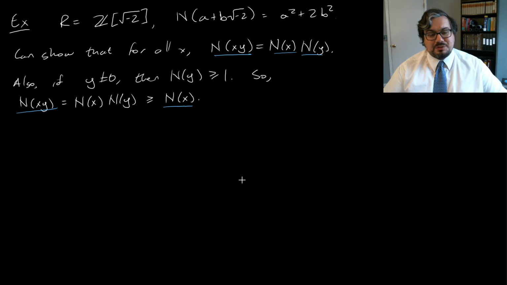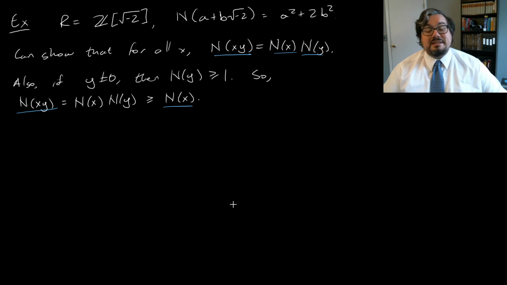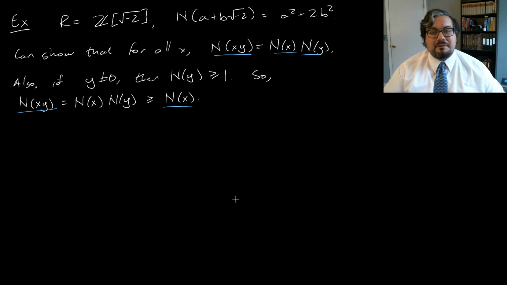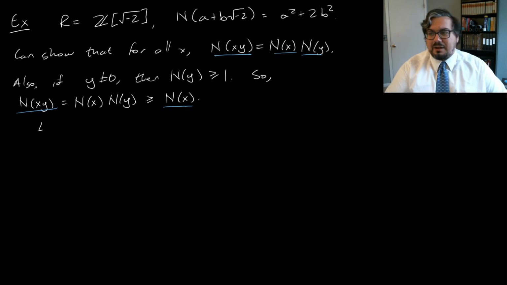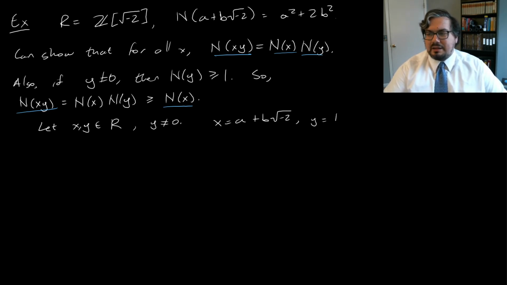Okay, so that shows that N satisfies the first condition of being a Euclidean measure. Showing that the second condition holds is typically harder. Showing that we have some sort of division-like algorithm is typically harder. So in this case, let's do the following. Let x and y be in R with y not equal to 0. Let x be a plus b times the square root of -2, and y be c plus d times the square root of -2.